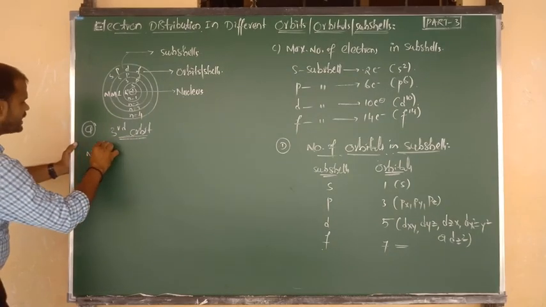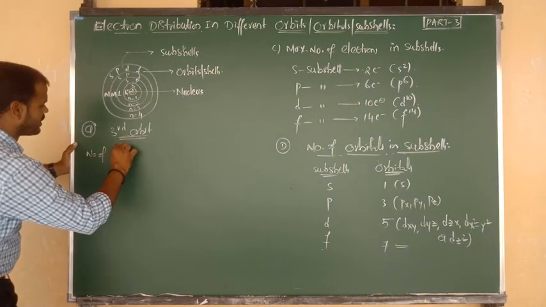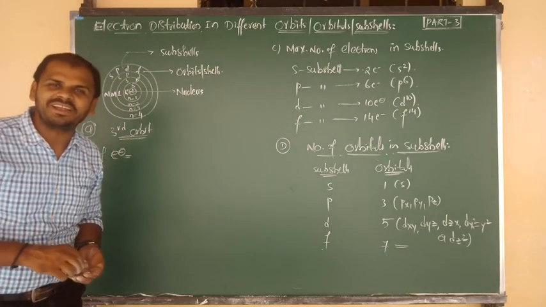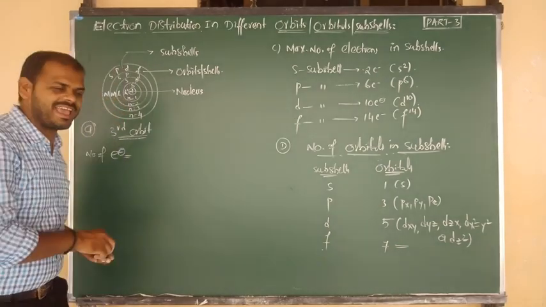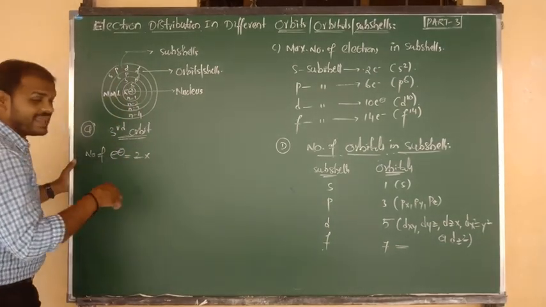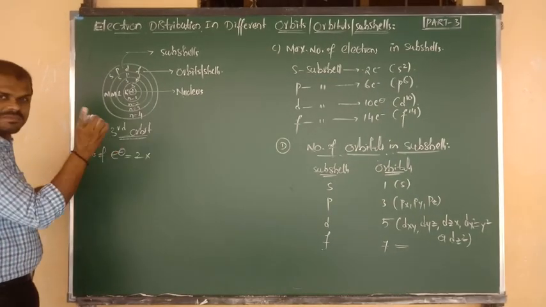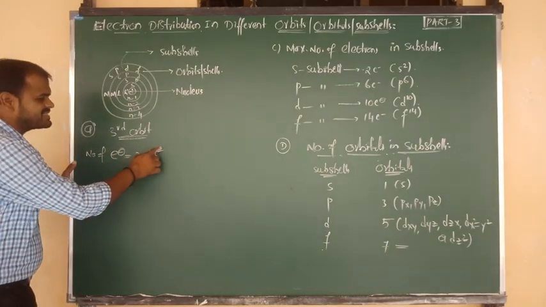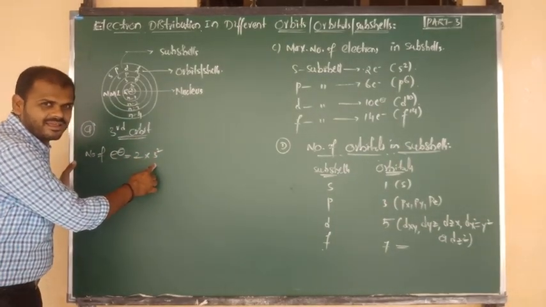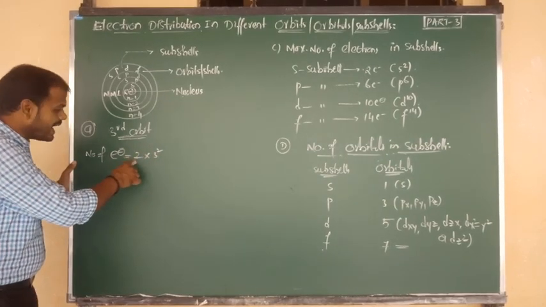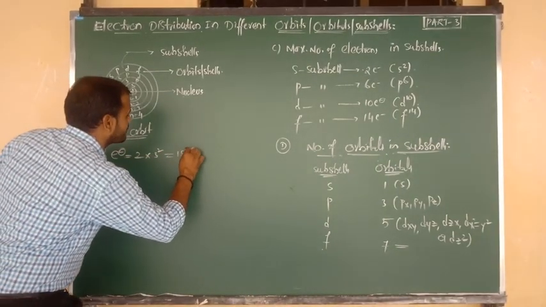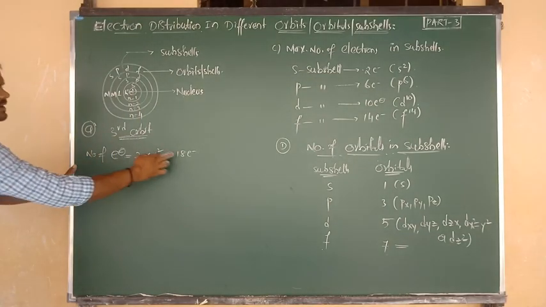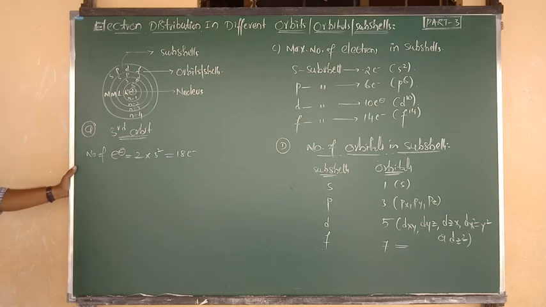First of all, I am going to write the answer directly. Number of electrons in the third orbit. What is the formula to calculate the number of electrons? 2n square. So 2 into n square. N value how much? Third orbit means n value is 3. So 3 square, 2n square. 3 square means 9. 9 2s are 18. So number of electrons in the third orbit, how many electrons are there? 18 electrons are there.